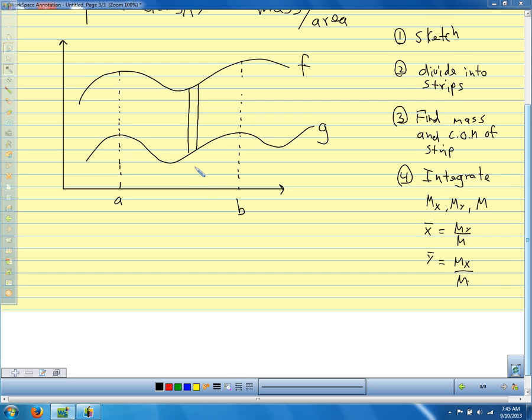So let's label a couple of other coordinates so we can develop these integrals. So the coordinates here is x sub i, and the y coordinates go over here, and this is the center of this little strip, and I'm going to call the thickness of the strip delta x. So the coordinate of the center of the little strip is x sub i, y sub i.